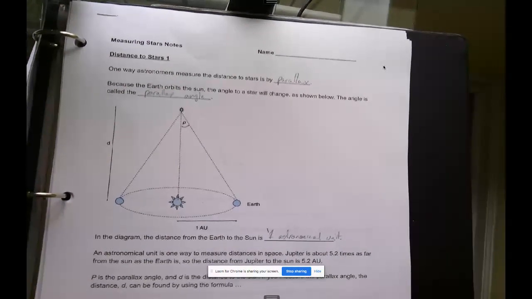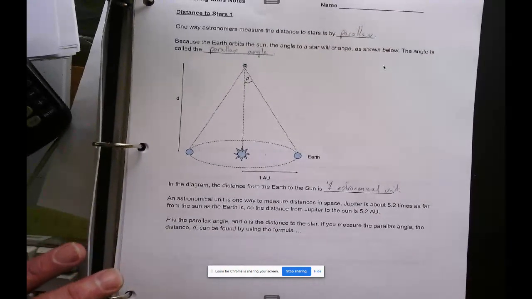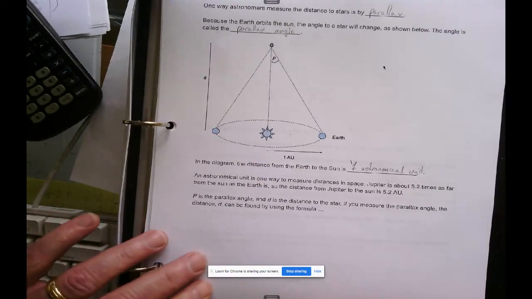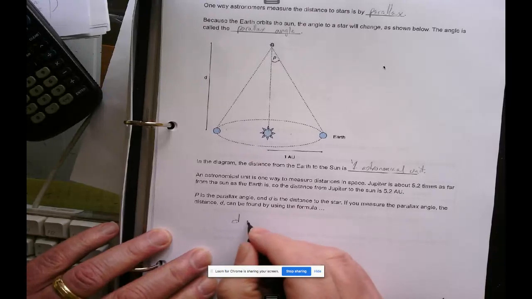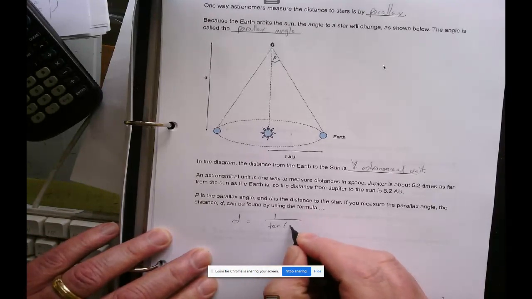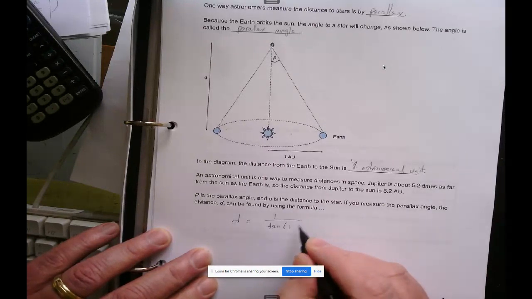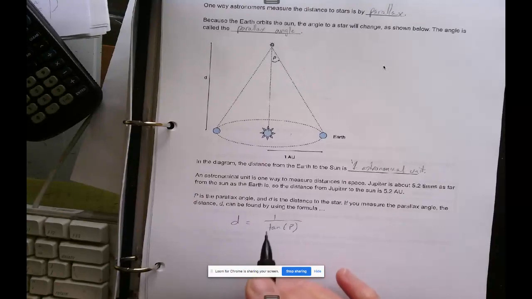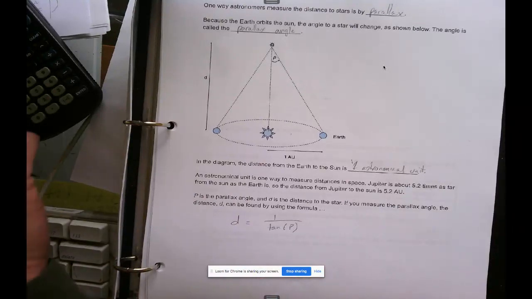Then, in order to find the distance to a star using this angle, we are going to say the distance is going to be equal to 1 divided by the tangent of P, where P is the parallax angle. So it's a pretty simple formula, and I'm going to show you how we're going to use it on the next page.